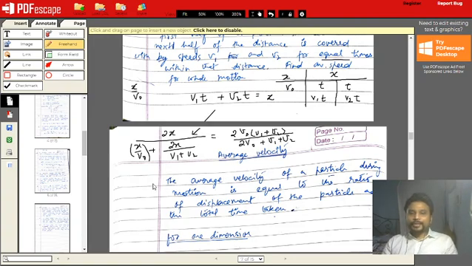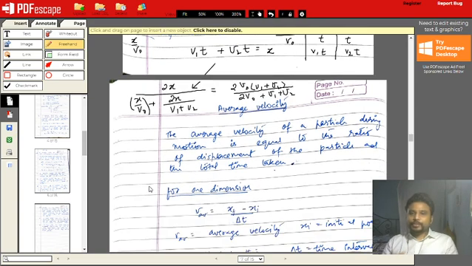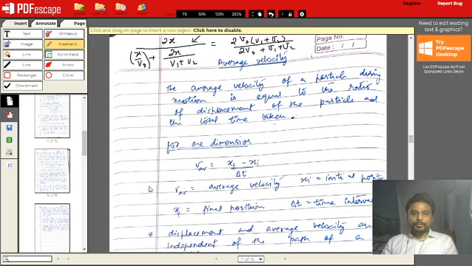So that is the definition of average velocity. It is simply the ratio of the displacement of a particle in some particular time interval divided by the time taken in completing that displacement. So I hope that the definition is clear. So for one dimension, we want to write what is the average velocity of the particle. For one dimension, the average velocity of the particle is defined as the final position of the particle minus the initial position of the particle, that is the displacement, upon the time interval taken for that displacement.